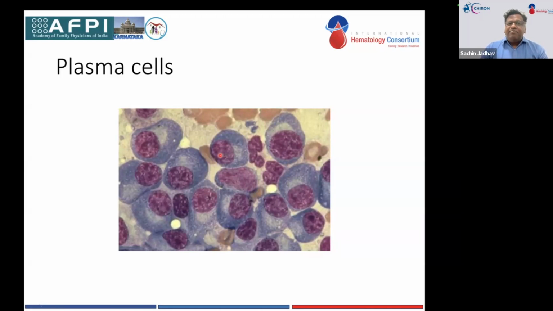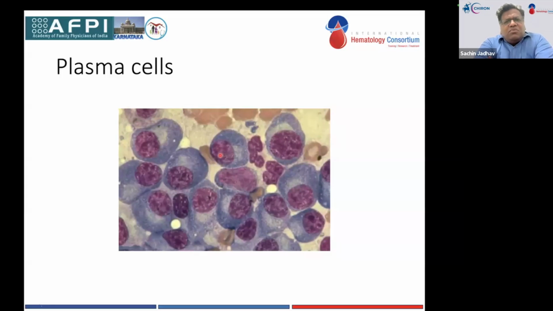Okay? Multiple myeloma. Myelo means marrow, oma means tumor. So, cancer of the plasma cell generally leads to multiple problems in multiple sites in the skeleton. Hence, it's called multiple myeloma.